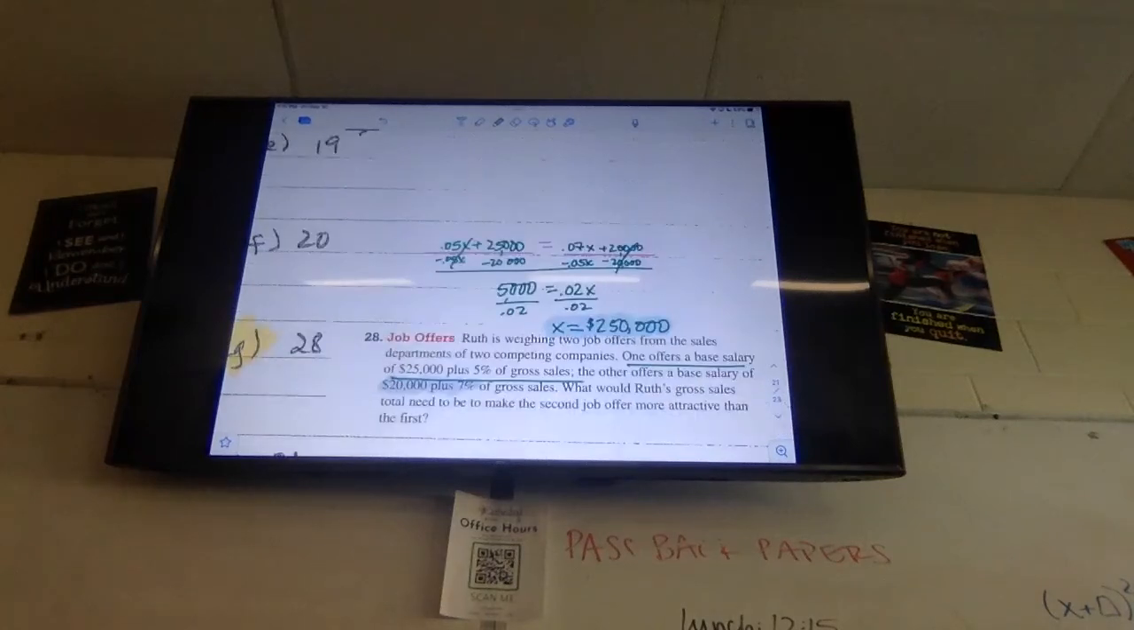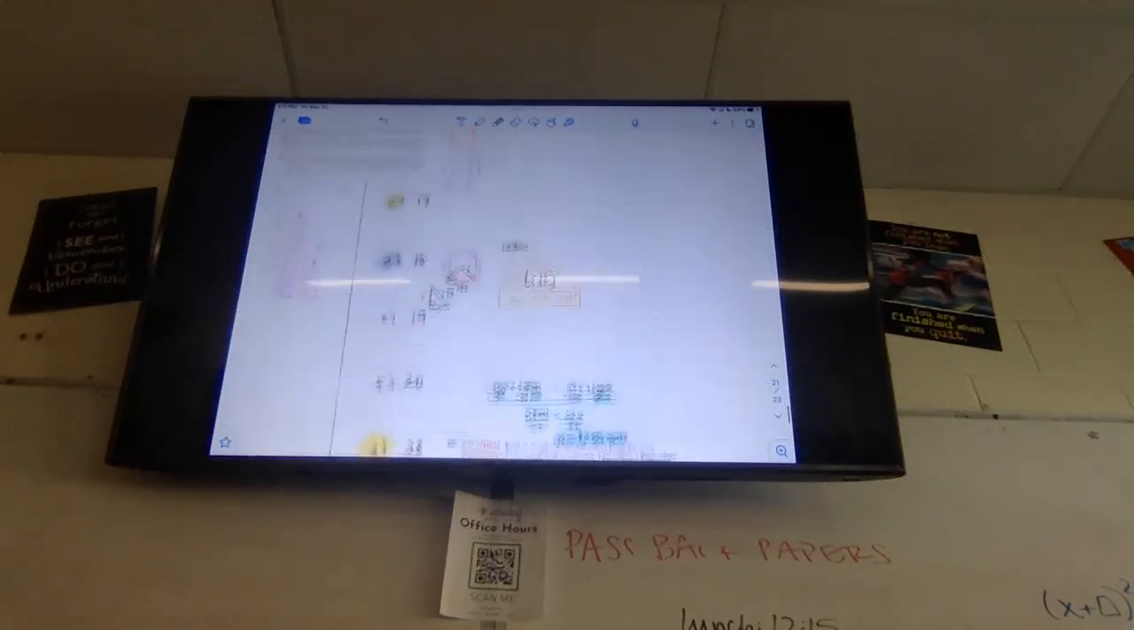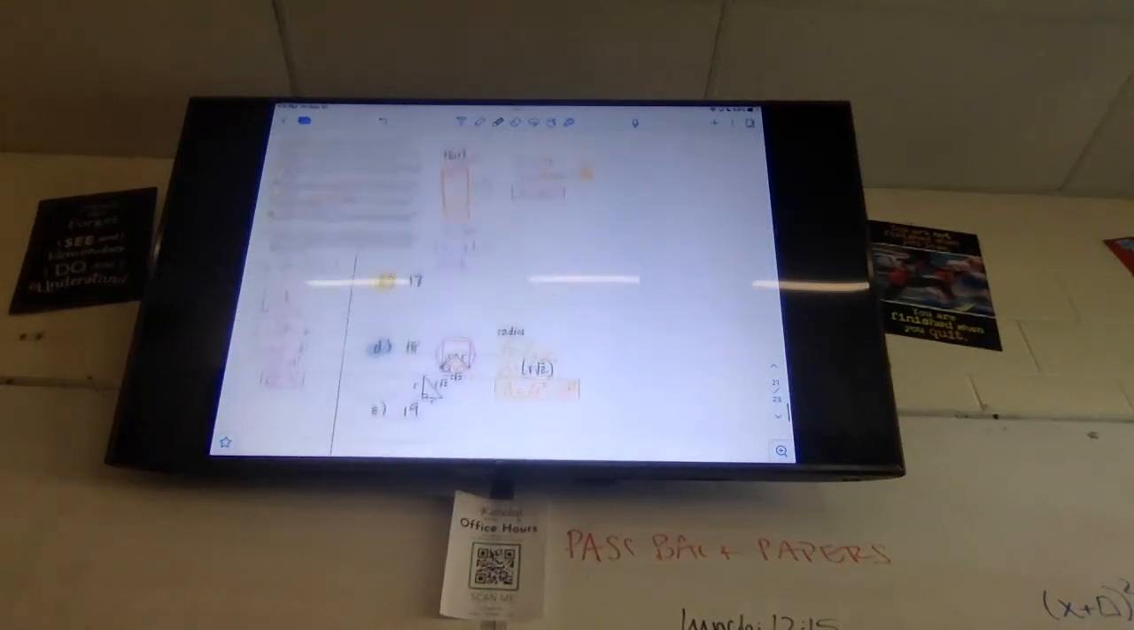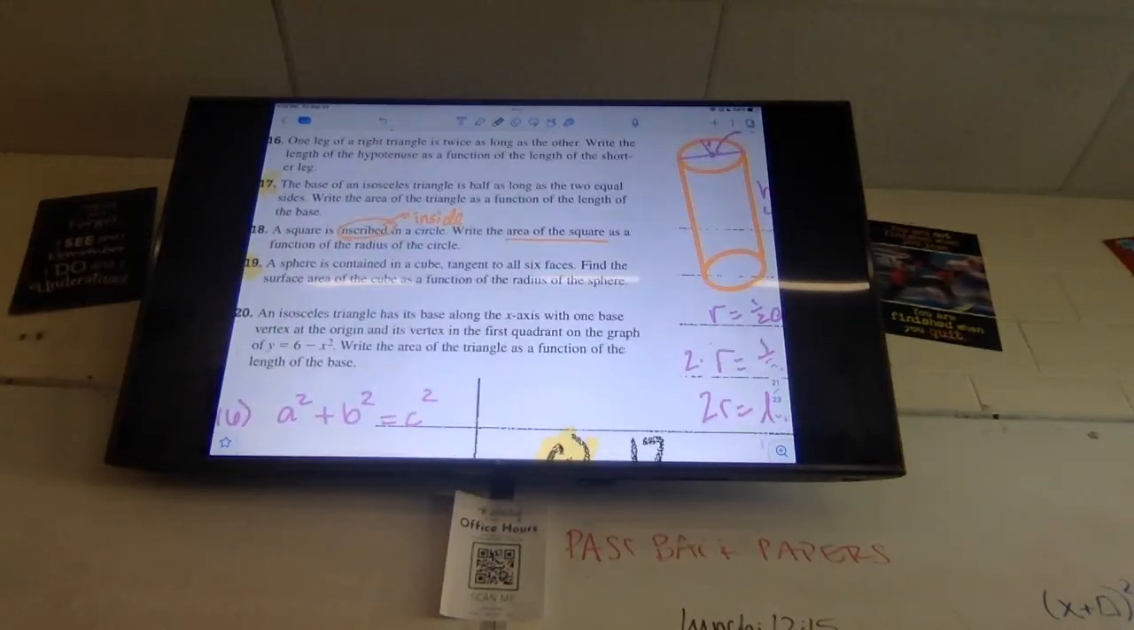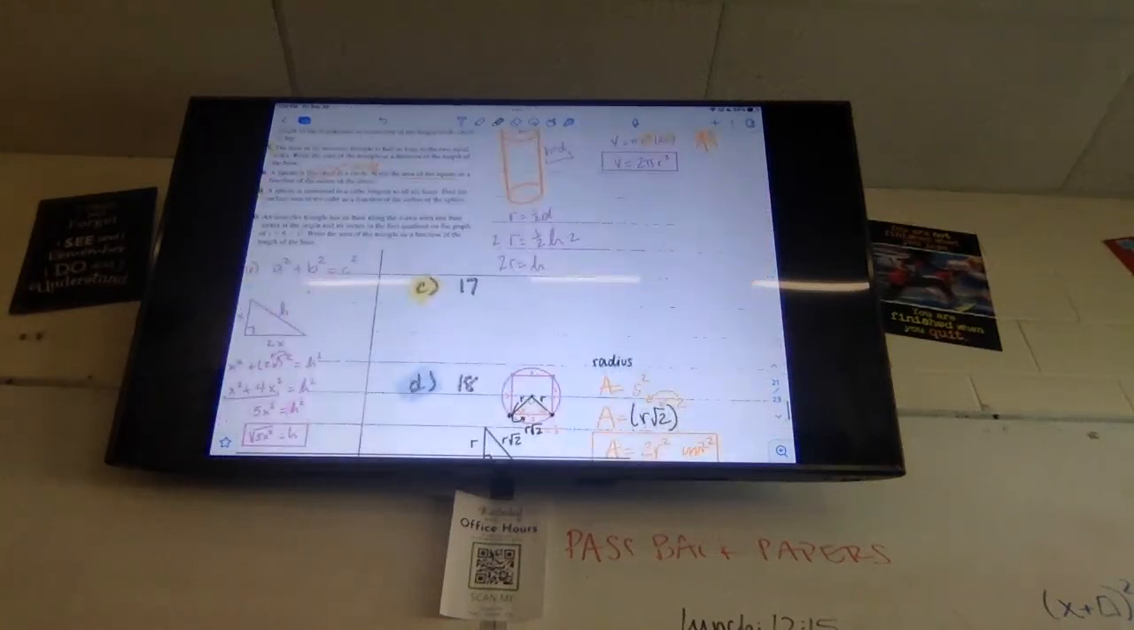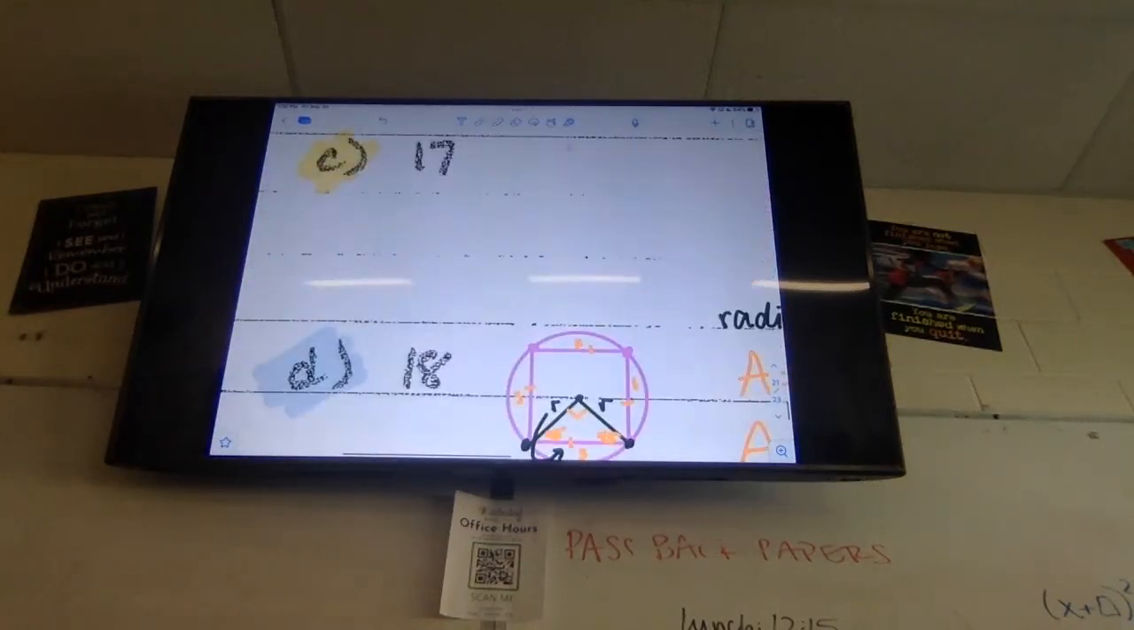Okay, cool. All right, if we can do letter C, that would be great. This one says 17. It says the base of an isosceles triangle is half as long as the two equal sides. Write the area of the triangle as a function of the length of the base. Okay. So we are going to draw this triangle.